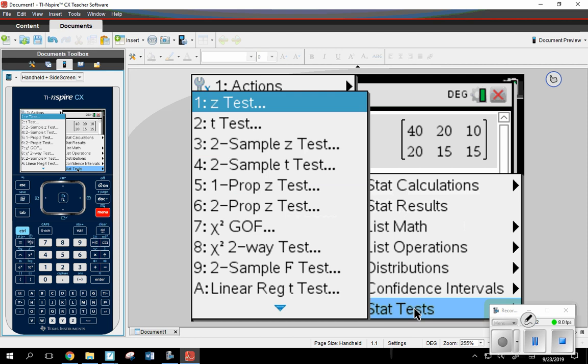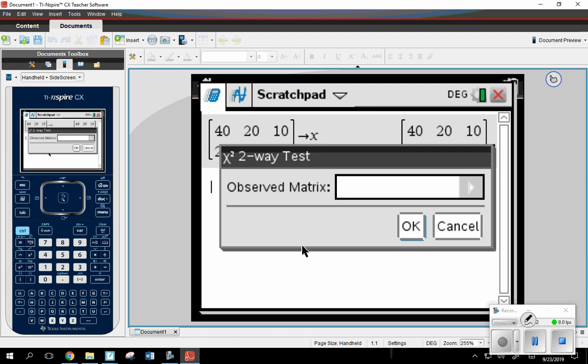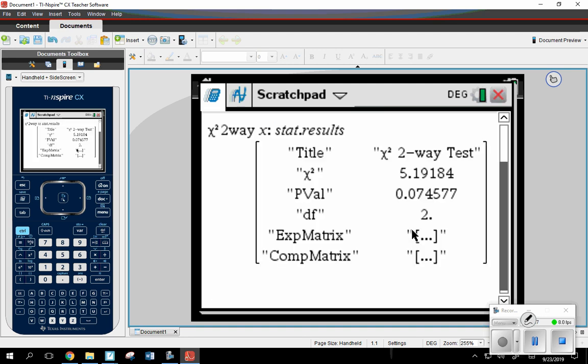And then Sarah Beth, what do I choose now? We want the two-way test. Remember our table, we call them a contingency or a two-way table. So as soon as I click enter, it's going to say, okay, what matrix? We're going to click it in as X. And it's going to give me the information. So my chi-squared calculated value, let's say 5.19. What does DF mean? Remember, that's degrees of freedom. So does anybody want to talk about that? How do we calculate the degrees of freedom?